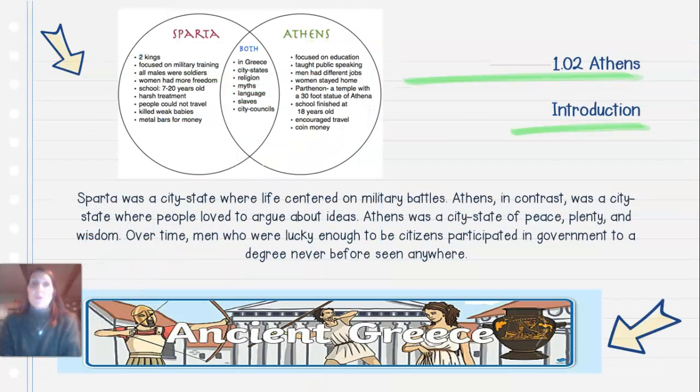So 1.02 Athens Introduction. Sparta was a city where life centered on military battles, which is what you learned about in 1.01, the previous lesson. Athens, in contrast, was a city-state where people loved to argue about ideas. Athens was a city-state of peace, plenty, and wisdom. Over time, men who were lucky enough to be citizens participated in government to a degree never seen before anywhere.